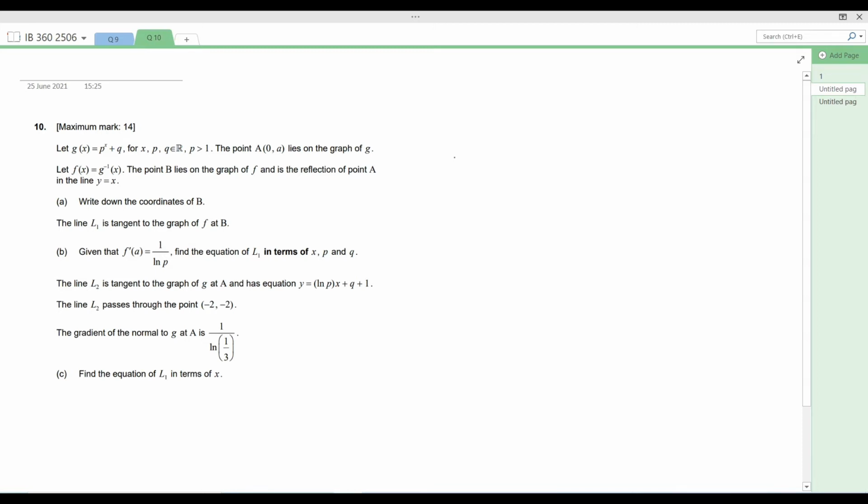The third problem is: the line L2 is tangent to the graph of g at A and has equation y = (ln p)x + q + 1. The line L2 passes through the point (minus 2, 2). The gradient of the normal to g at A is 1 by ln(1/3). Find the equation of L1 in terms of x. So this is the question.